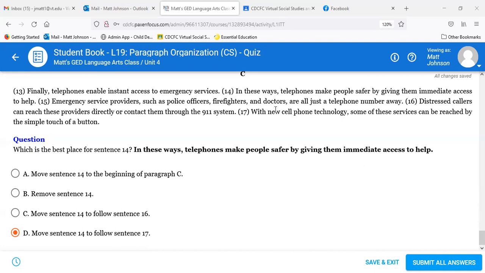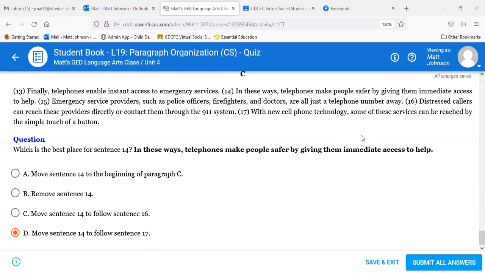And then we're going to wrap it all up. We're going to hit this home with "In these ways, telephones make people safer by giving them immediate access to help." And that's a really great way to bookend what we're talking about. So just like we talk about your introduction and conclusion in your extended response, in your paragraph organization, we start with the idea, the topic sentence: "Finally, telephones enable instant access to emergency services."